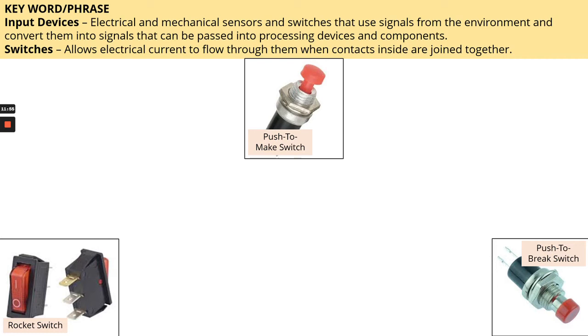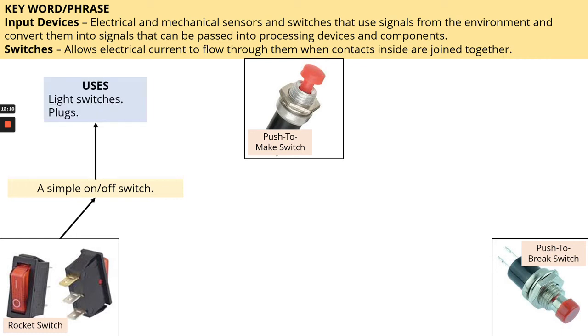We are going to look at three different types: rocker switches, push to make, and push to break. Rocker switches are your simple on-off switch, like an electrical switch on plug sockets. These are used for light switches and plugs. The next two are slightly different.